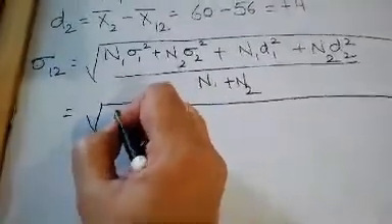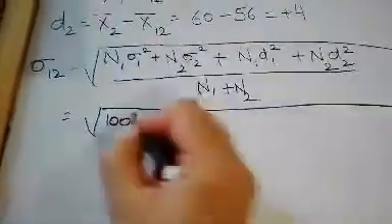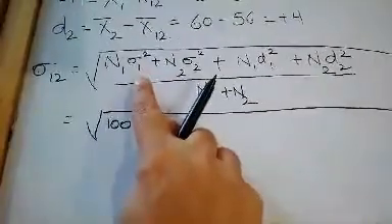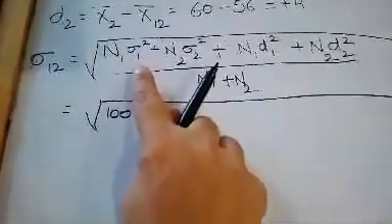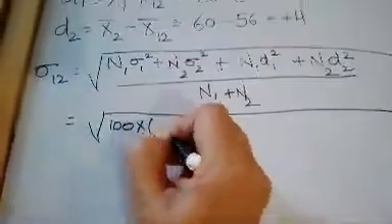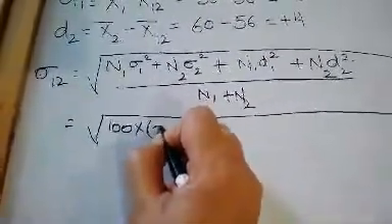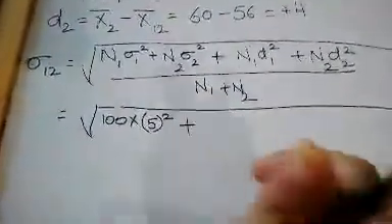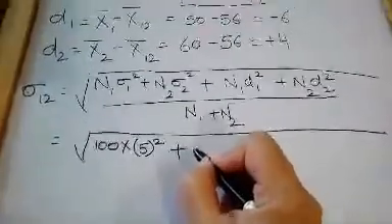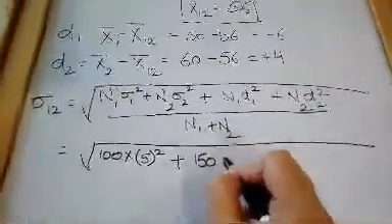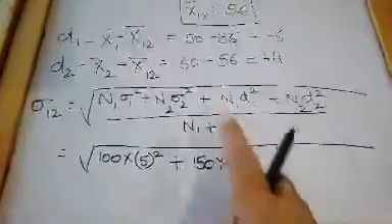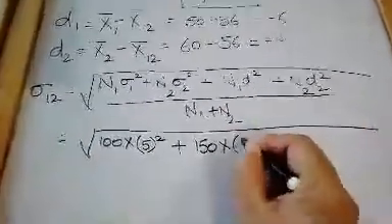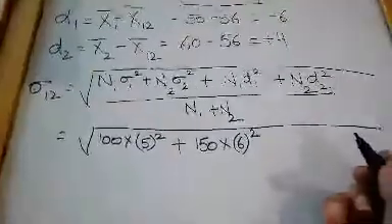So what is the value of n1? It is 100 multiplied by standard deviation of first group, and I have to square it. So it will be 5 square, okay, plus n2. What is the value of n2 given to us? It is 150. So I am putting my value 150 into the standard deviation of second group, it is given to me as 6, and I have to square it.